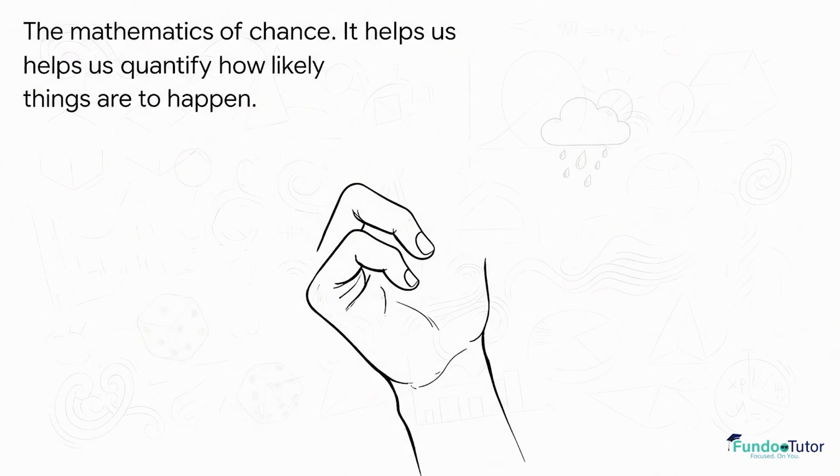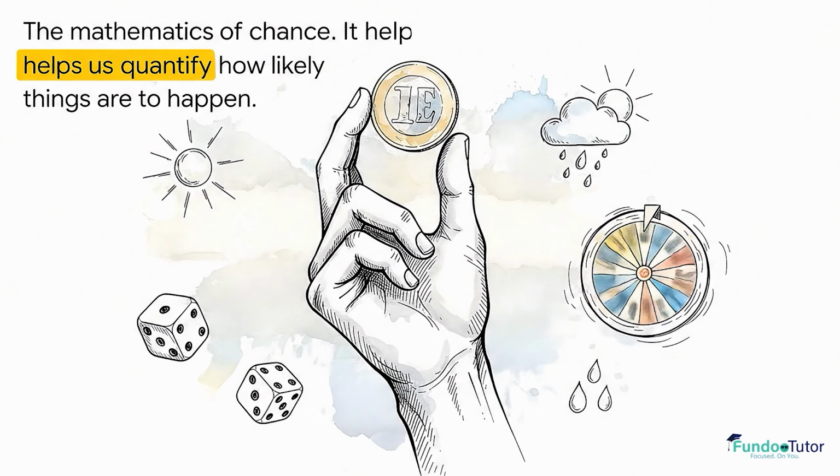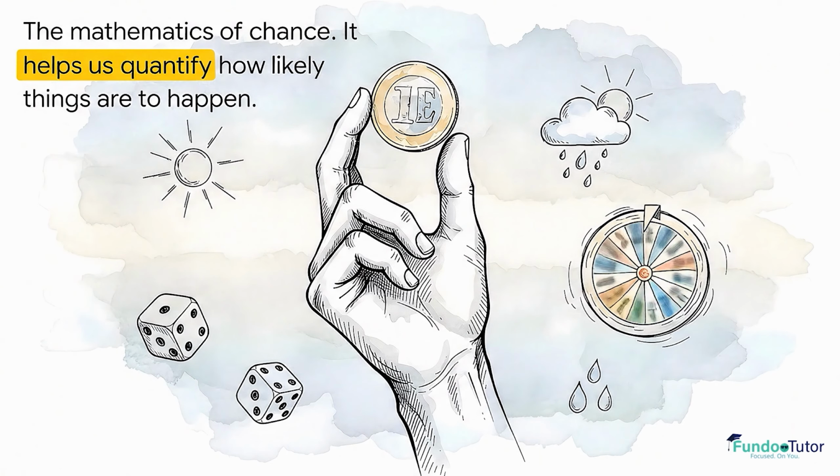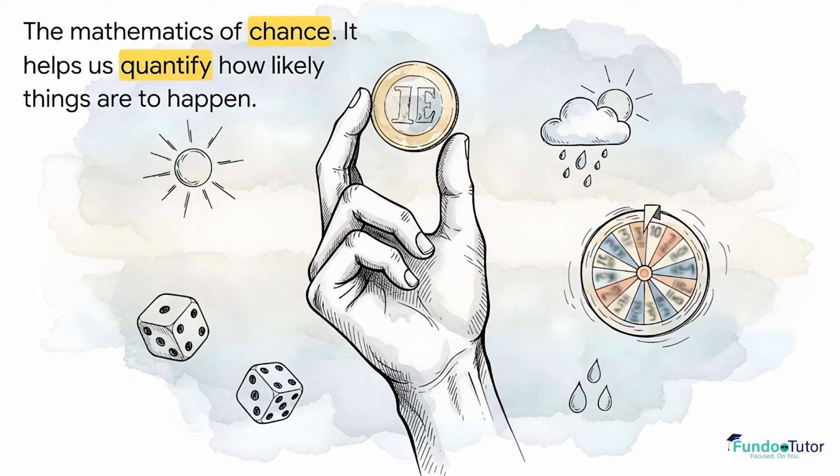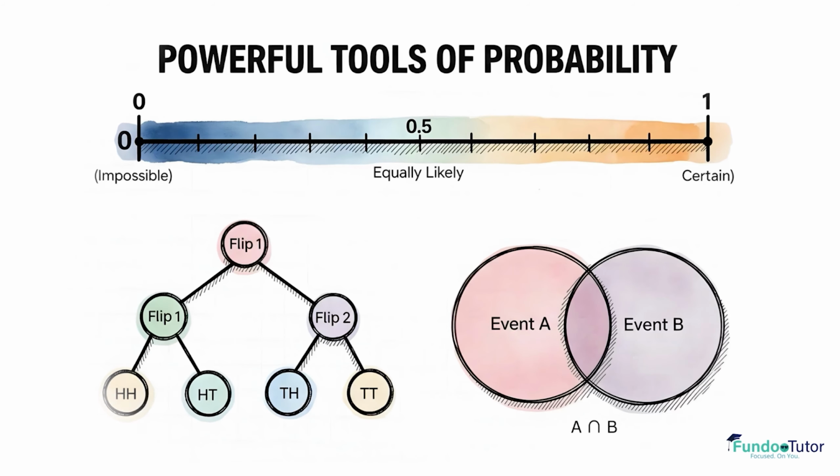Let's kick things off with probability. This is basically the math of chance. It's what helps us figure out how likely something is to happen. Anything from flipping a coin to trying to predict tomorrow's weather. So you'll learn how to put probability on a scale, from 0, which means it's impossible, all the way to 1, which means it's absolutely certain to happen.